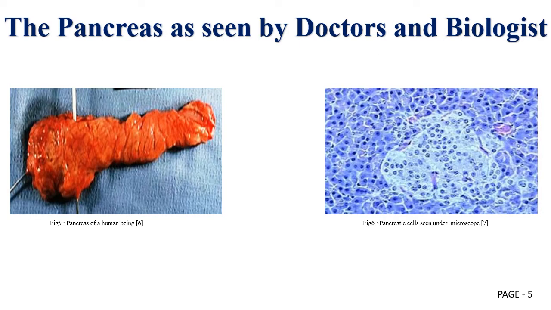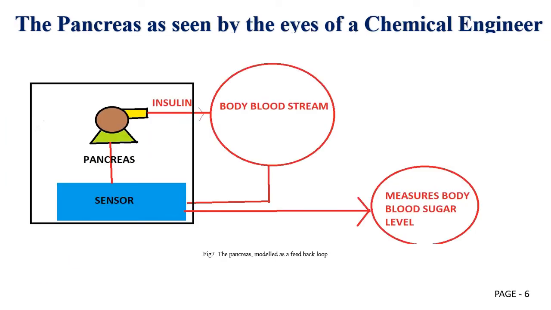Now, this is how the pancreas is seen by the eyes of doctors and biologists. And this is the pancreas as seen by the eyes of a chemical engineer. In our BTech, you will see that we have a subject known as process control. I'm not too sure whether you have covered the subject or not, so I will define a little bit of process control. What we do in process control is basically controlling a chemical system by varying parameters, and that we do by having various kinds of control strategies.